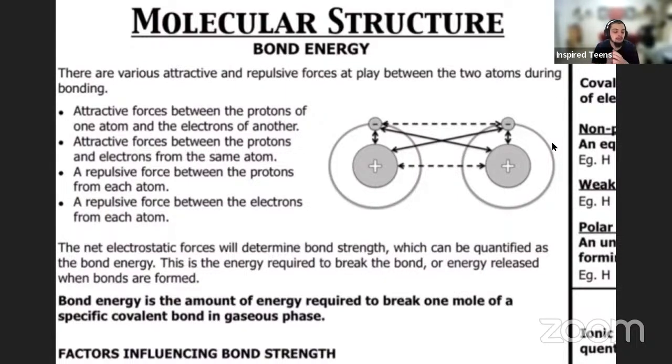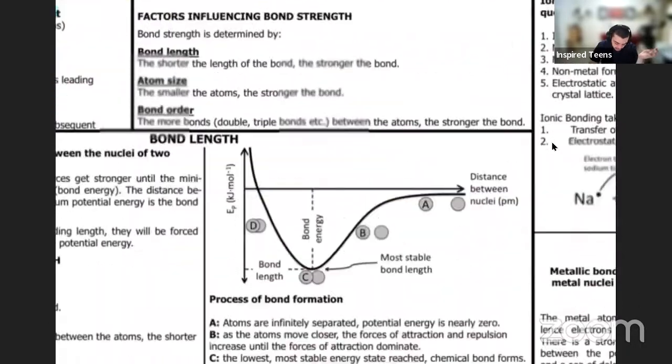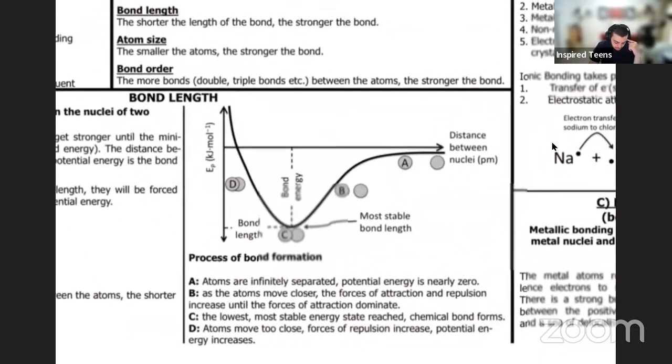Also, not just when bonds break, but when bonds form. When bonds break, energy is absorbed. When bonds form, energy is released. This is referred to as bond energy. So just keep that in mind. We will discuss it again when we come back to the bond length graph.